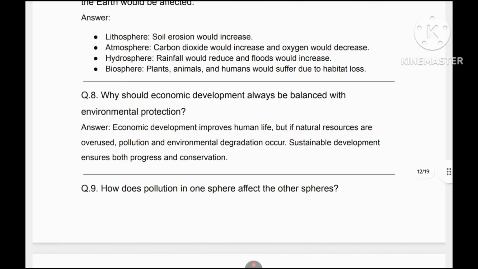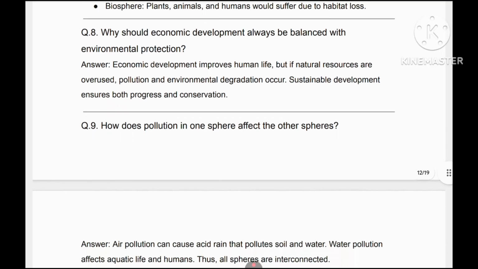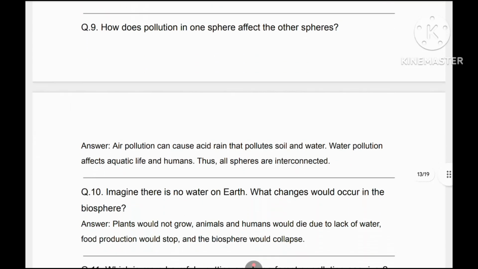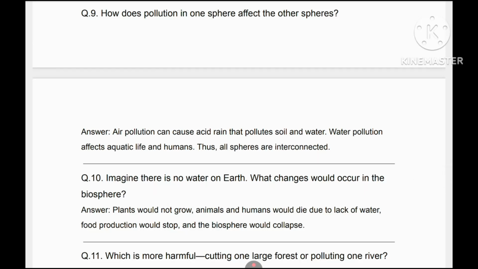Why should economic development always be balanced with environmental protection? Economic development improves human life, but if natural resources are overused, pollution and environmental degradation occur. Sustainable development ensures both progress and conservation. How do pollution in one sphere affect the other spheres? Air pollution can cause acid rain that pollutes soil and water. Water pollution affects aquatic life and humans. Thus, all spheres are interconnected.